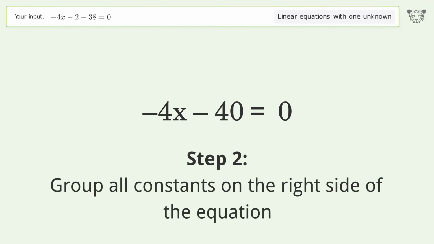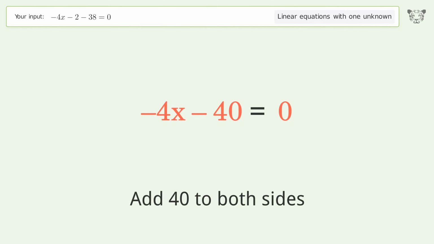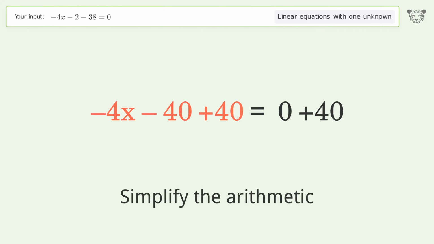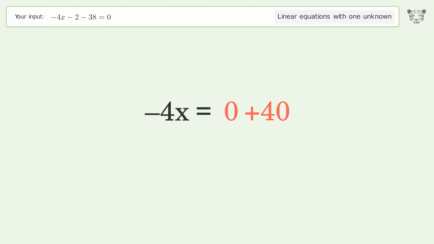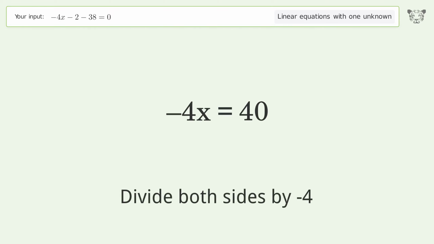Group all constants on the right side of the equation. Add 40 to both sides. Simplify the arithmetic. Isolate the x. Divide both sides by -4.